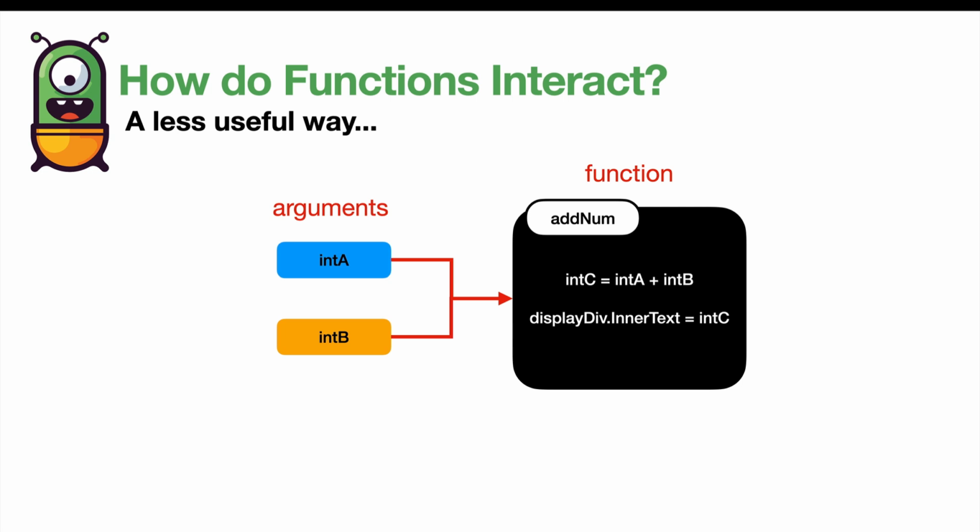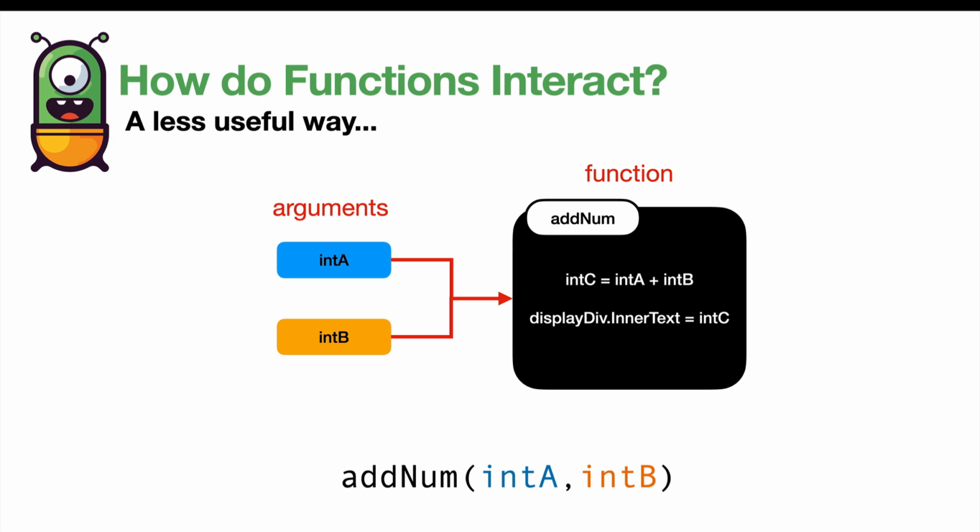Now, I can still give any two arguments to this function. I could give it any two numbers, and the thing about this, or the limitation, is that it only is going to impact the inner text of display div. I can no longer use this function to send an alert or to send something to the console. I can't use it in another function because I've limited myself by putting that code into the function itself.